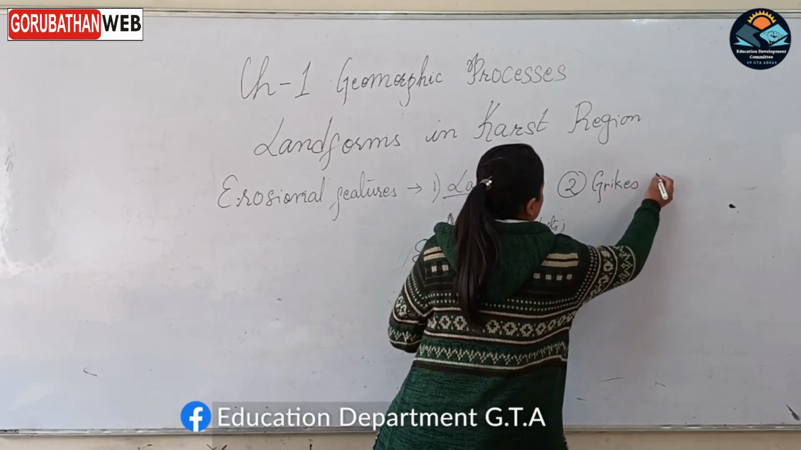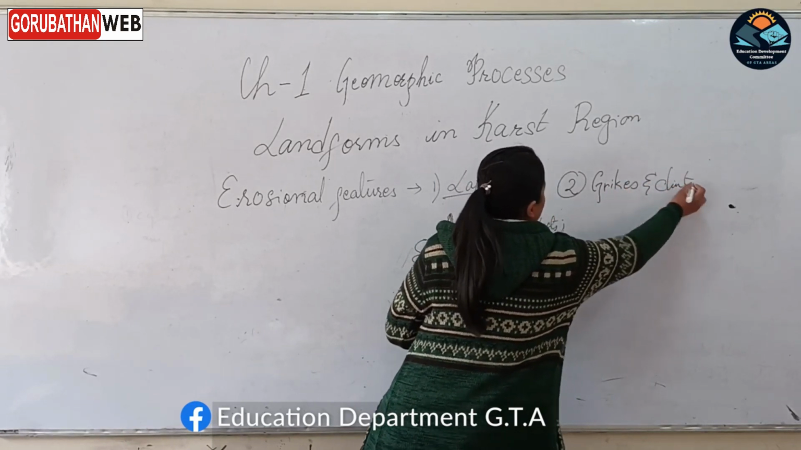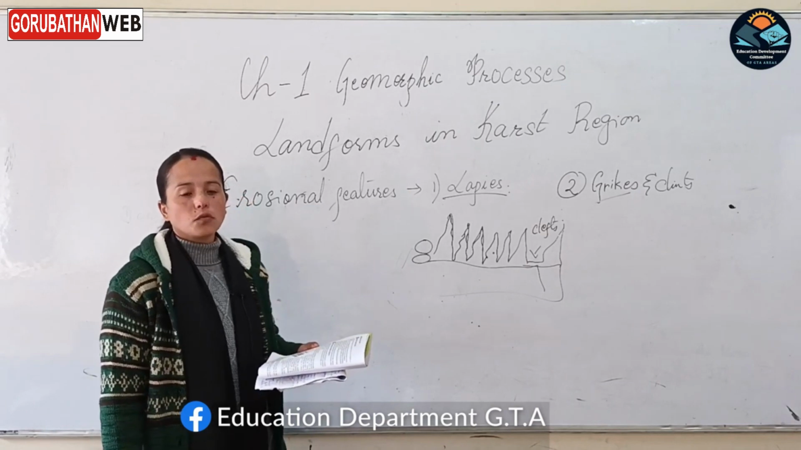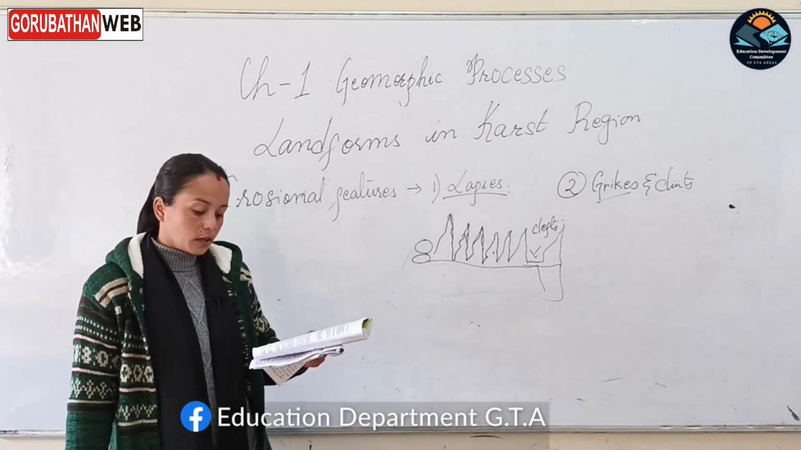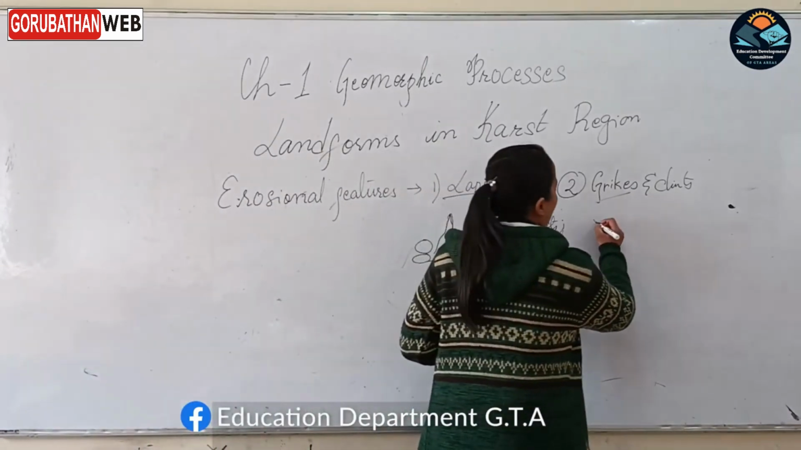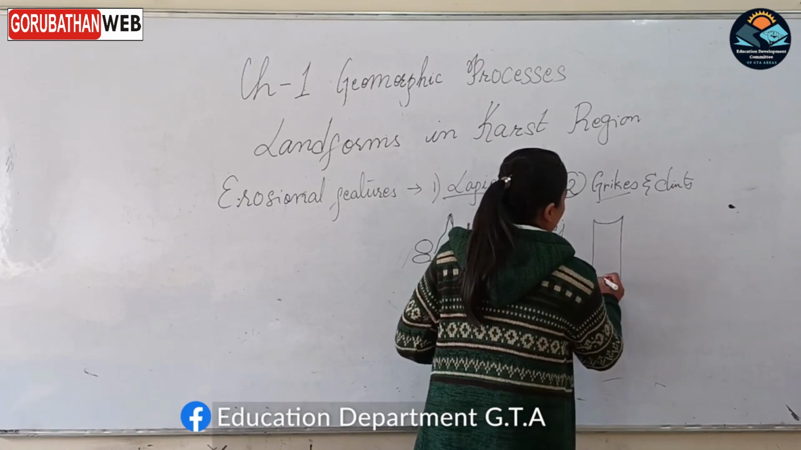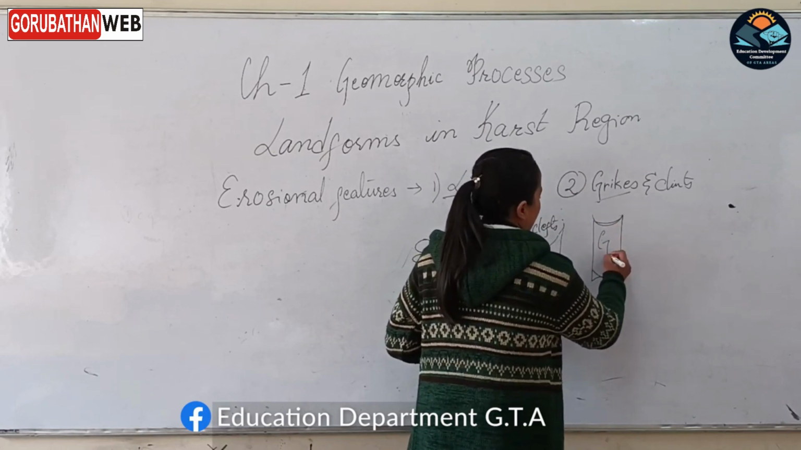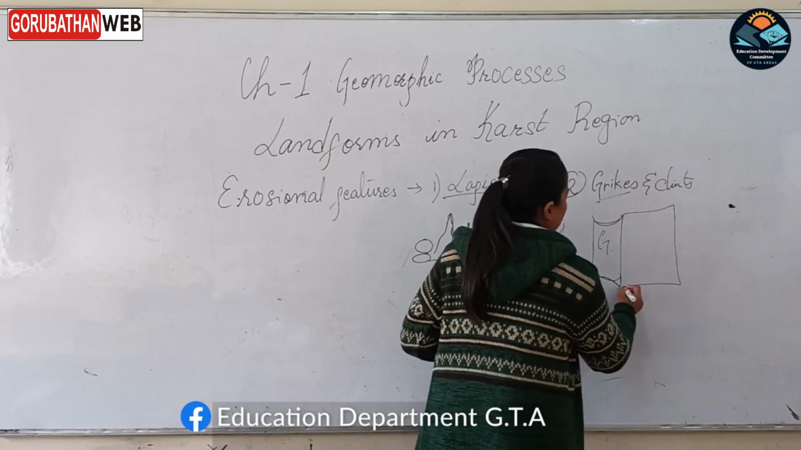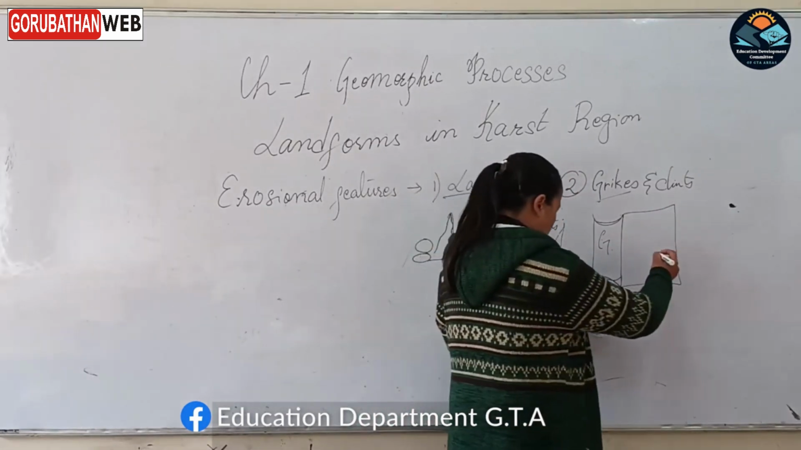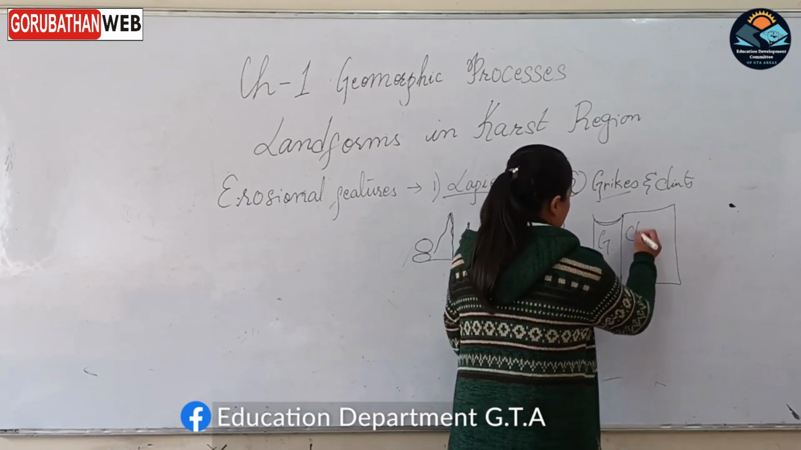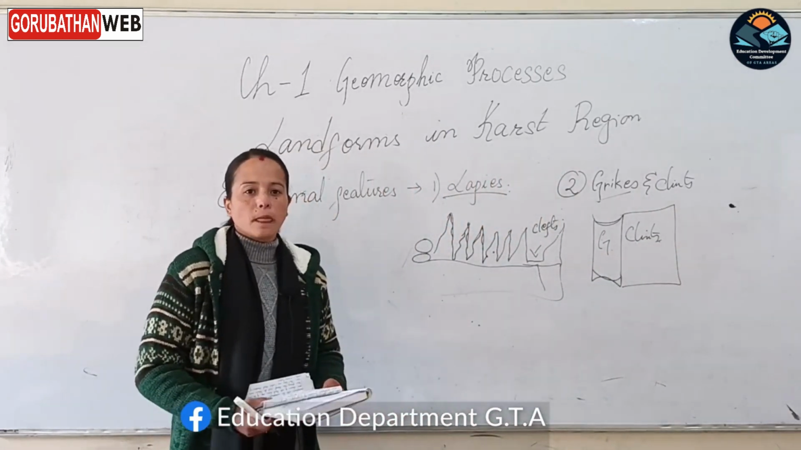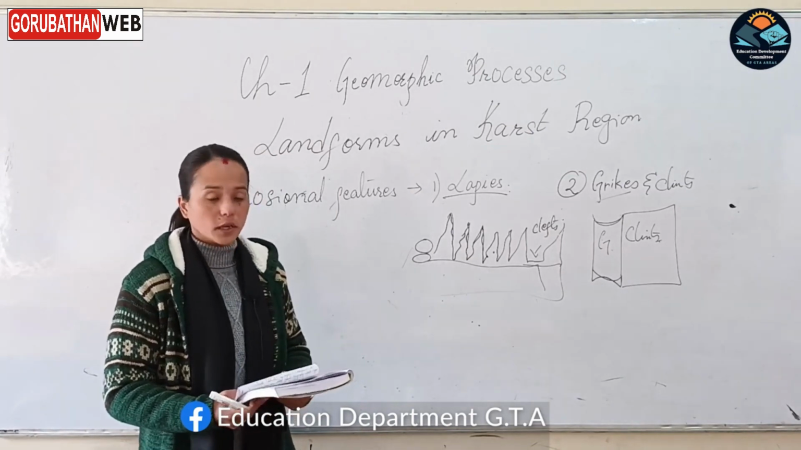and the clints. So what is a grike? This is also formed by the solvent action of water in the limestone region. In a grike, a long furrow, a deep and long depression, is formed, which is separated by rectangular blocks of limestone, and these rectangular blocks are known as clints. This type of grikes and clints are found in Madhya Pradesh in India.